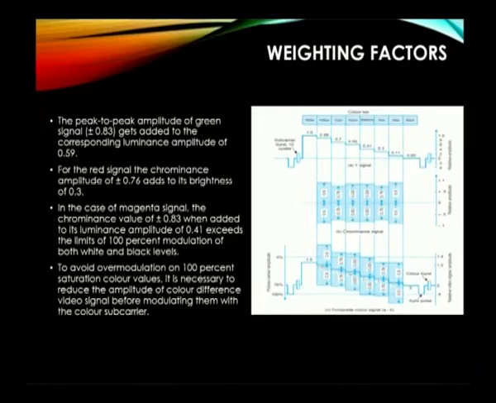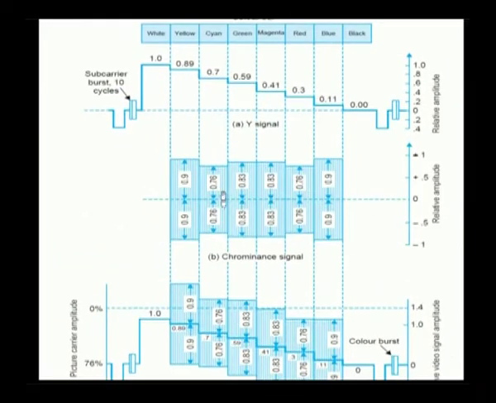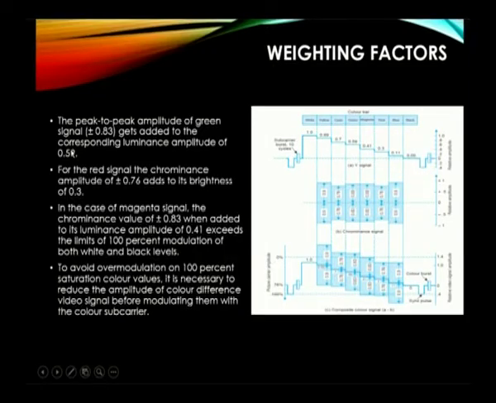Weighing factors. We have come across the color difference signals, their production, and the modulation of the color difference signals. Now it is time to learn the weighing factors. What does it mean? Consider the peak to peak amplitude of the green signal. This part will show the Y signal, and this will be our chrominance signal. For the green signal the amplitude will be 0.83, and similarly for the red signal it will be 0.3, for the green signal 0.59, and for the blue signal 0.11. So the peak to peak amplitude of the green signal will be plus or minus 0.83.